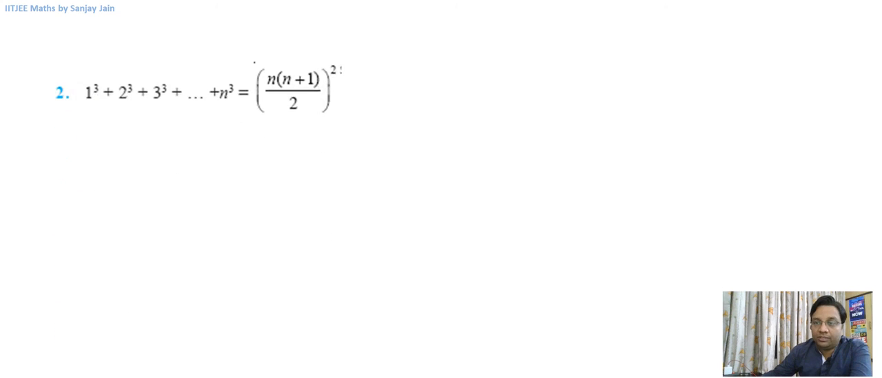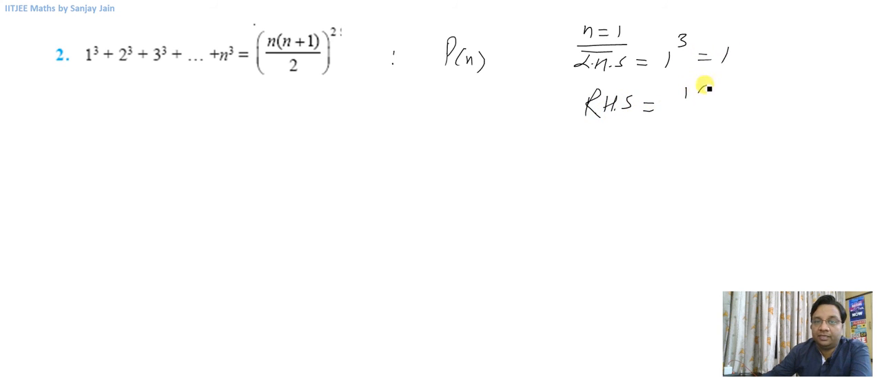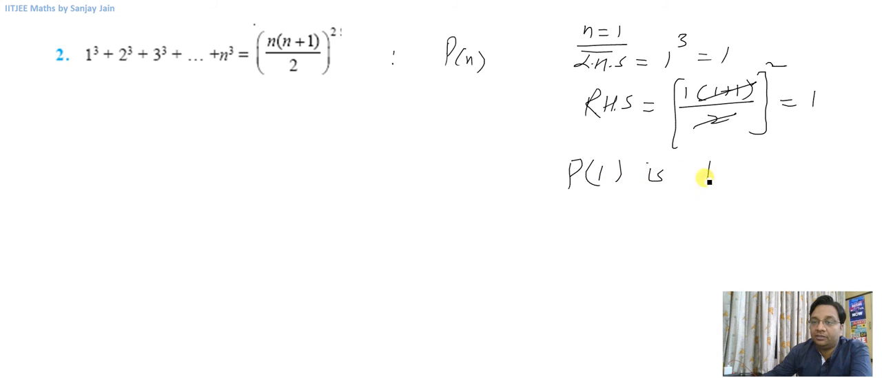Now let us work on this statement here. So let it be P of n. Okay, check for n equal to 1. For n equal to 1, left hand side is 1 cubed, that is 1. What is right hand side? Right hand side is (1 into 1 plus 1 by 2) squared. This is 2, so it will be cancelled. 1 squared is 1. So left hand side is equal to right hand side, hence I can say P of 1 is true. This is my first step or base step. This is my base step.